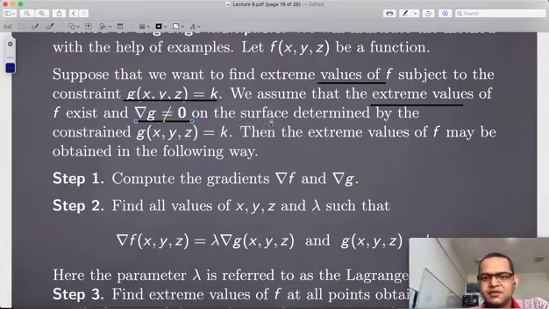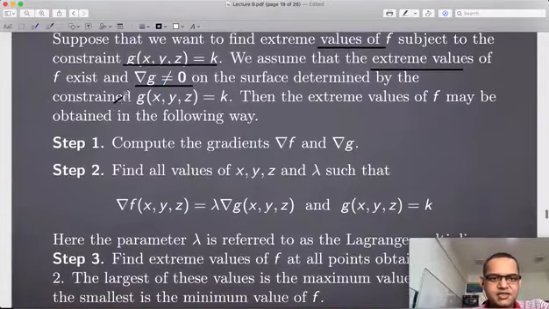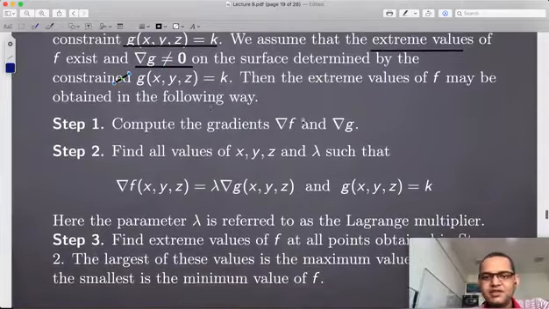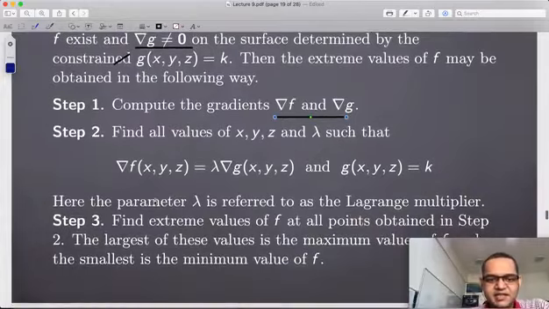So this is the level surface, and I am saying the gradient is non-zero here. So how do we find the extreme values? This is the constraint, and there is a t here. What you do is first compute the gradients, or in other words, you compute the partial derivatives of f and g, and then consider this equation.